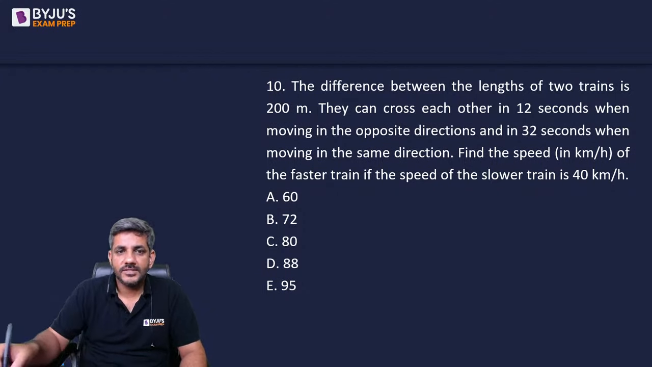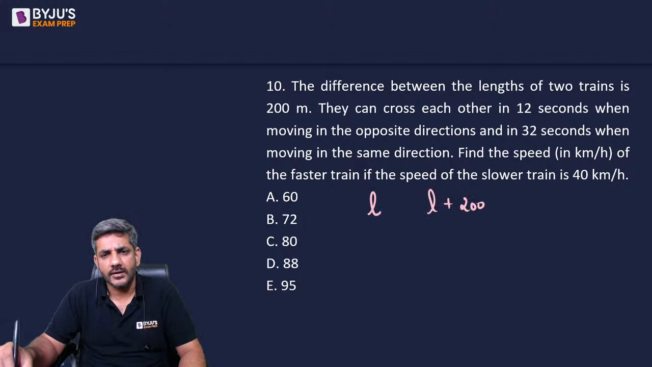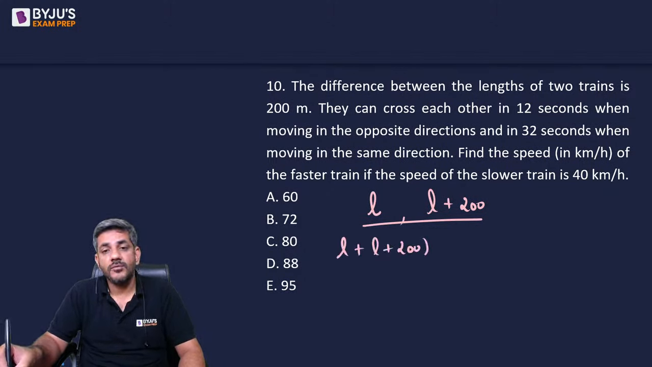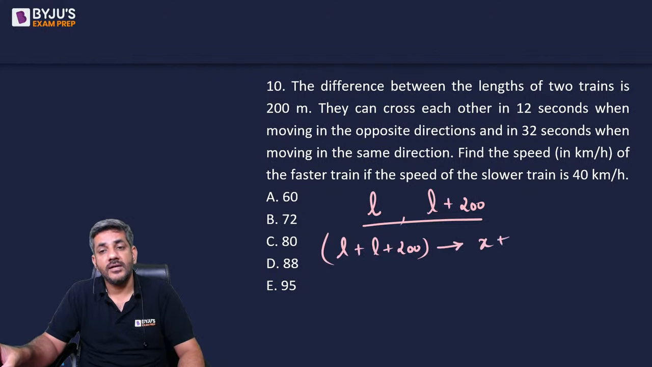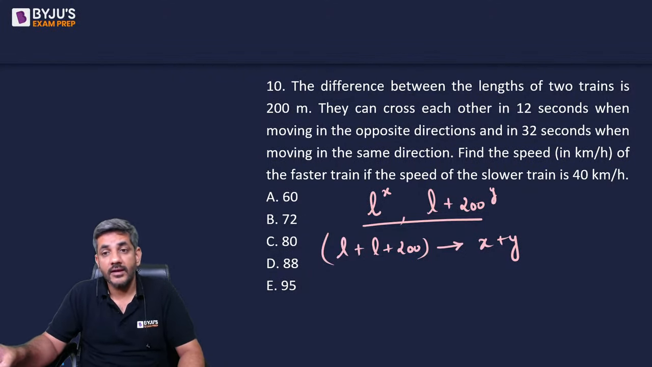And let's do the last question now. The difference between the lengths of two trains is 200. So let us say one length is L, so the other is L plus 200. They can cross each other in 12 seconds when moving in opposite directions. So when they are moving in opposite directions, of course, they would be covering L plus 200 at a speed of x plus y. Suppose the speed of the first train is x, speed of the second train is y. So they are covering at a speed of x plus y in 12 seconds.